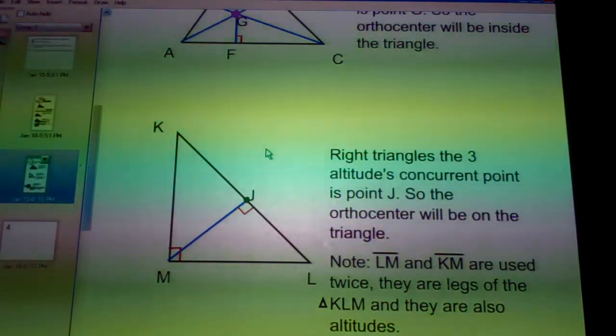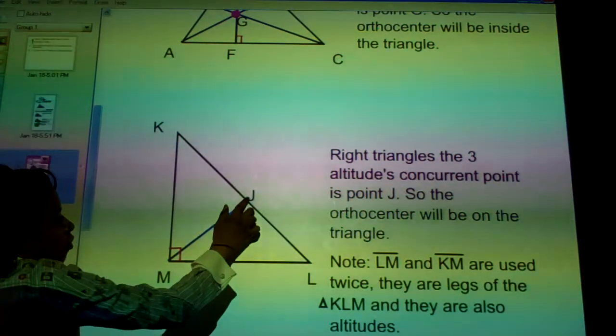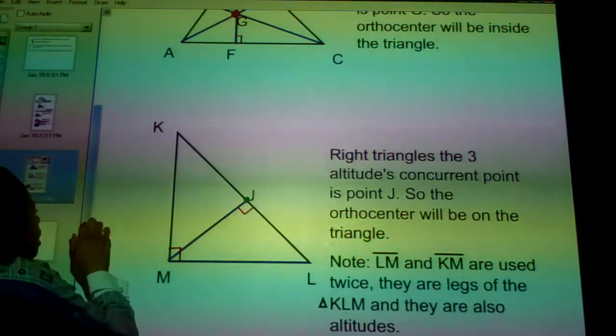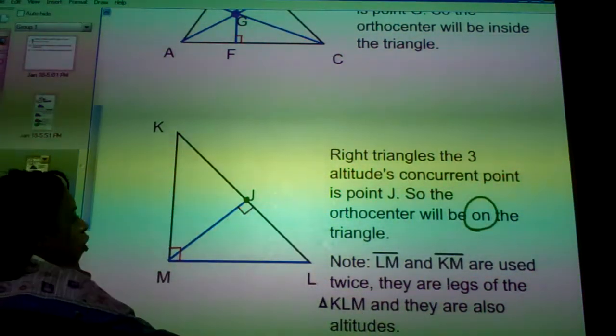So it's used twice on a right triangle. So two legs will be used twice. Okay? And the orthocenter, again, is point J. And the key word on this one, when you have a right triangle, the orthocenter will be on.